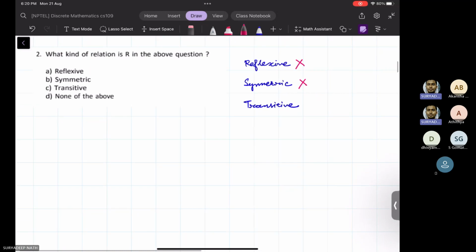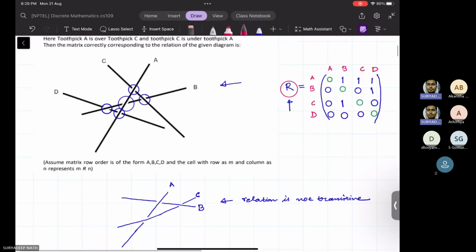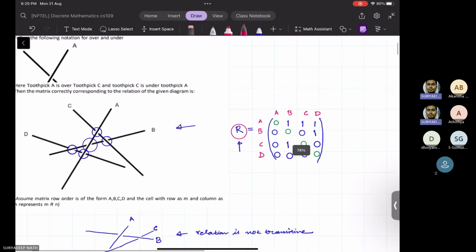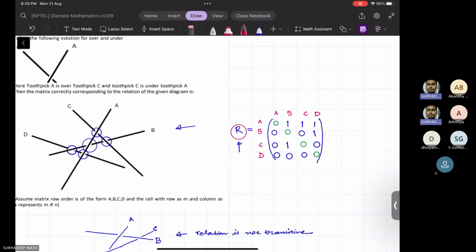Therefore, in the next question, it is not transitive as well. So the right answer is none of the above. The relationship is neither reflexive nor symmetric, nor transitive. Can anyone take a moment and tell whether it is antisymmetric or not? We haven't come to the antisymmetric part yet, but can anyone take a guess whether this relationship is antisymmetric or not?